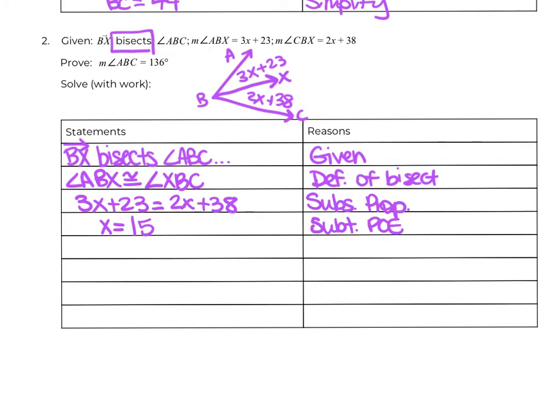Okay, so we're not quite done here. We got a good start. We got x, okay? But we need to know the whole thing, right? So there's a couple routes you could take here, okay? I'm going to plug into 3x plus 23. So I'm going to say angle ABC equals 3 times 15 plus 23. Okay, Riley, if we plug in, what property tells us we can do that? Substitution. Good, substitution again. Told you you'll see it a lot.